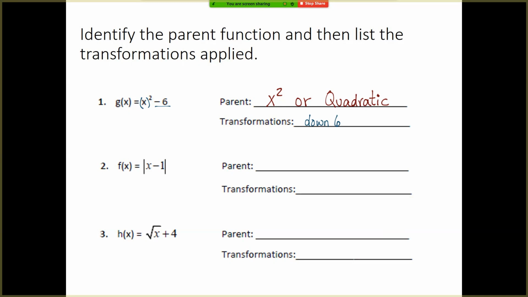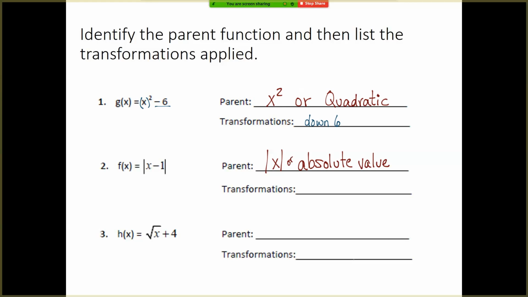Question number 2, f of x. Remember, f of x is the same thing as y. So y equals the absolute value of x minus 1. So original is absolute value of x. So you can either just write absolute value or you can put absolute value of x. Either way works. You don't have to write both.